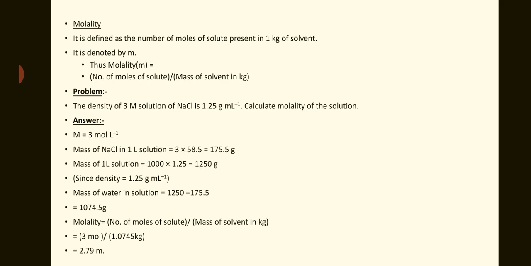So the mass of 1 liter of solution is equal to 1000 into 1.25. Mass is equal to volume into density. So volume is 1 liter and density is given to you as 1.25. So 1.25 multiplied by 1000, you will get mass 1250 gram.